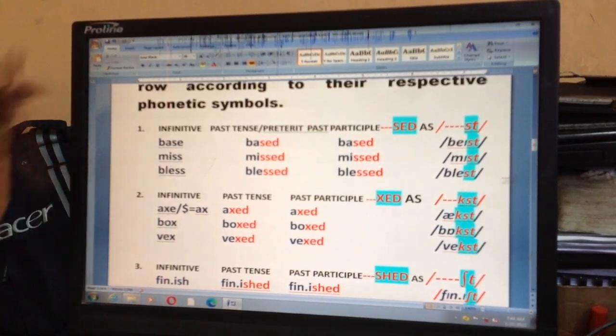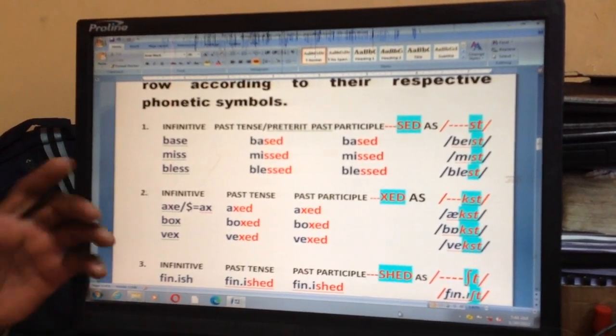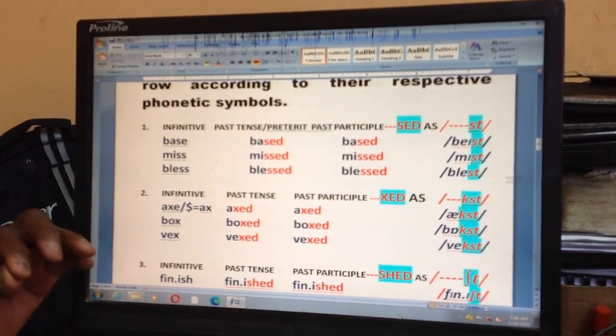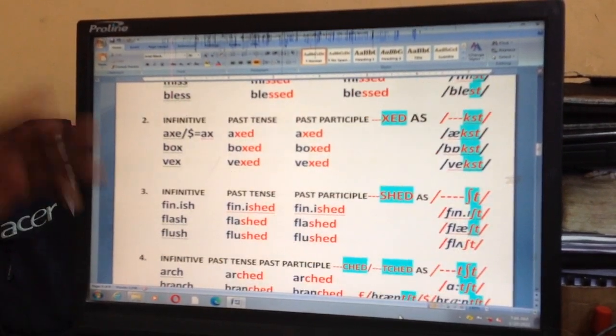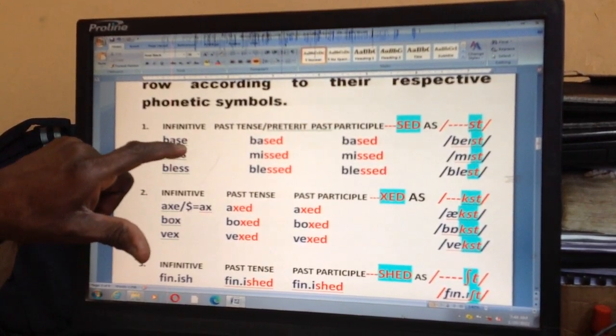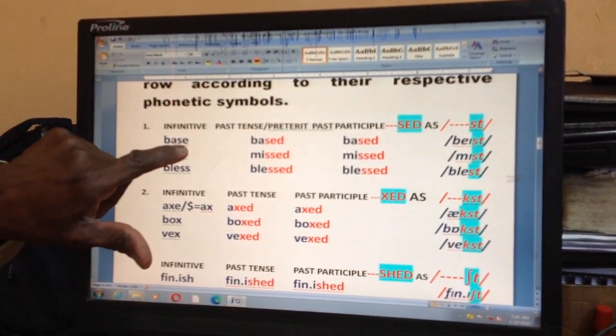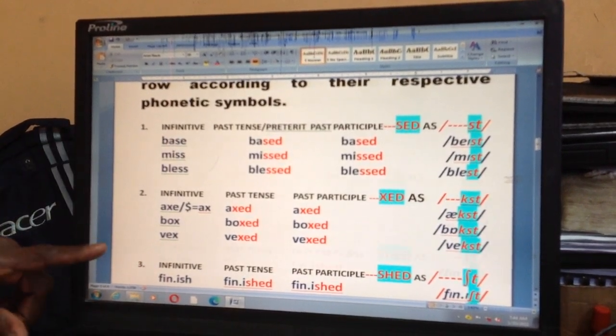Even on the number 1, again, let me come back on that one. You don't say, I've placed D. No, it's I've placed T. I've announced D. No, I've announced T, like that. Because you may have the E at the end, but it's not pronounceable. So in sound, it ends with S.